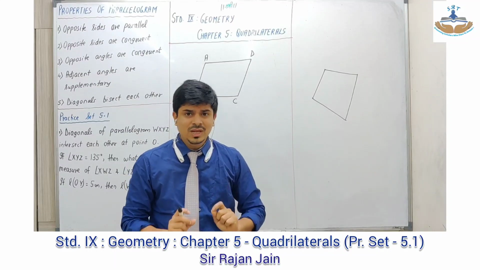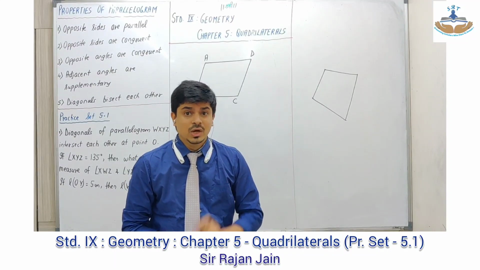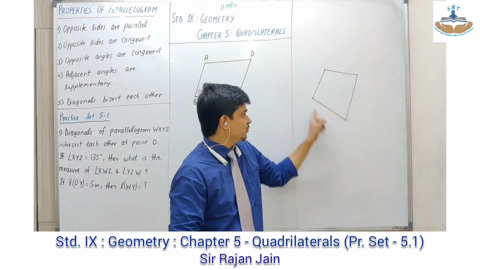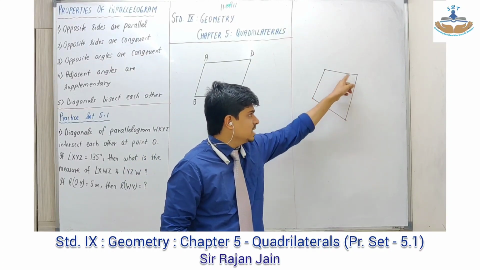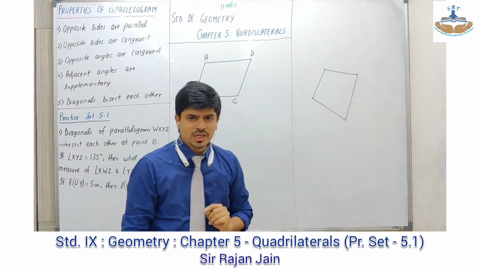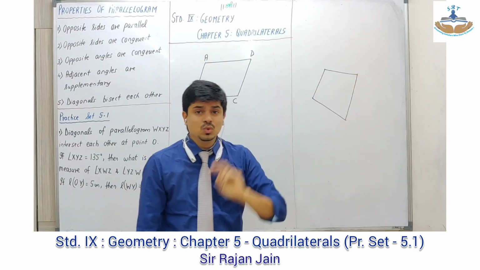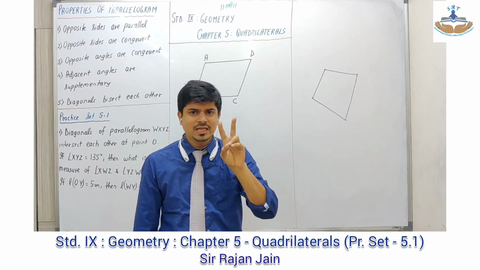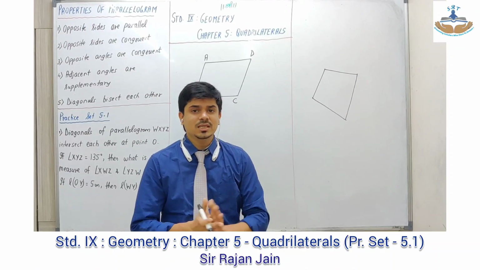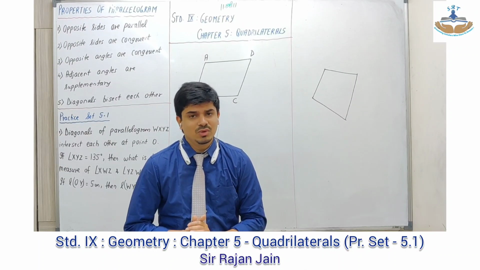Any quadrilateral will have 10 elements with it. Which are those 10 elements? There are 4 sides, there are 4 angles, and if I join the opposite vertices, you will get 2 diagonals. So 4 sides, 4 angles and 2 diagonals. So these are the 10 elements that any quadrilateral will have.